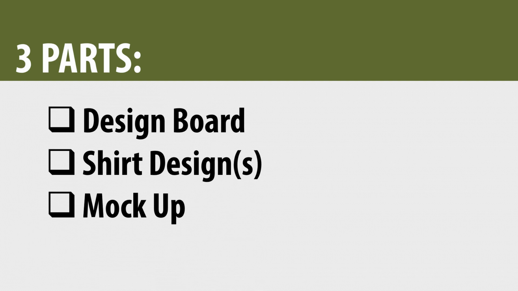So when we break down this assignment, there's going to be three parts to it. There's going to be the design board, which is kind of like idea generation and just kind of throwing some ideas out there. There's the actual shirt design, and then there's the mock-up. Now, there are going to be some adaptations for people who may not have access to certain programs or technology at home, so I'll briefly talk about that.